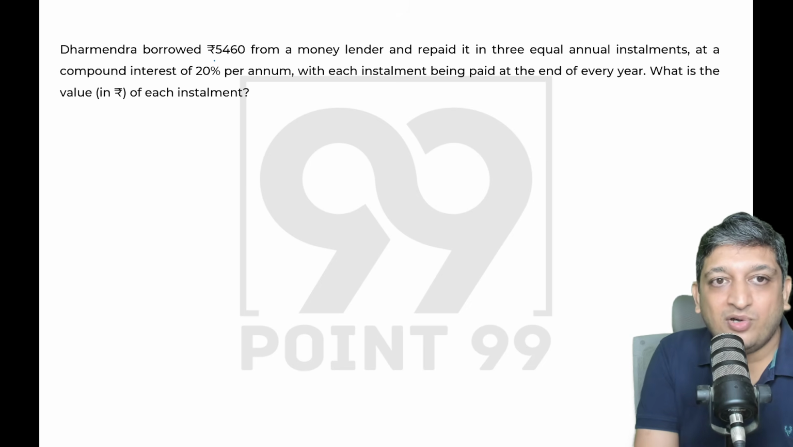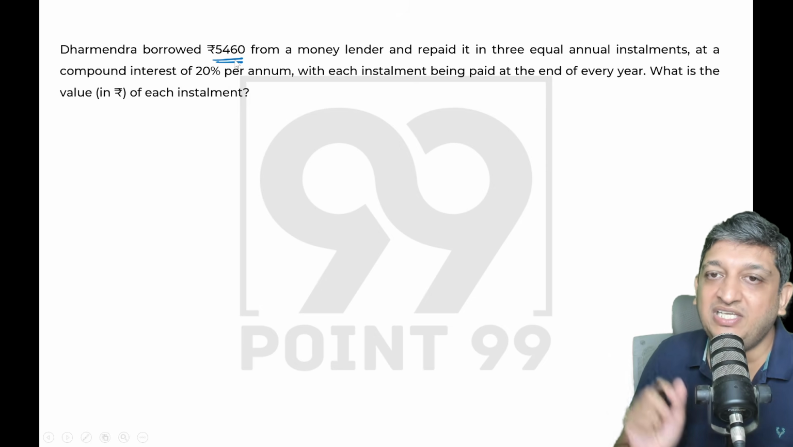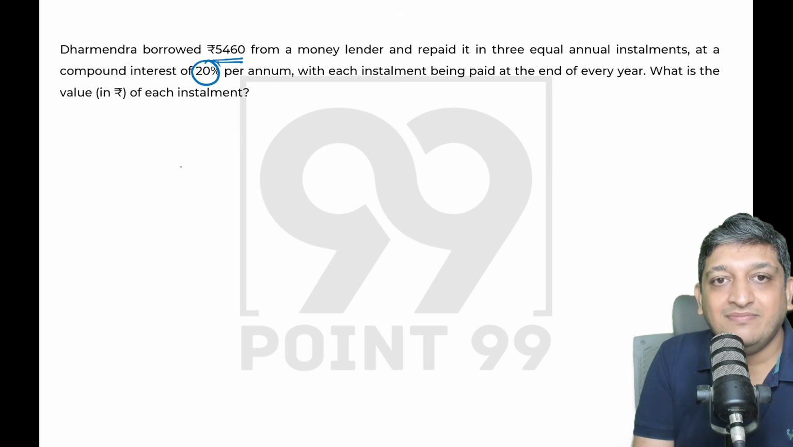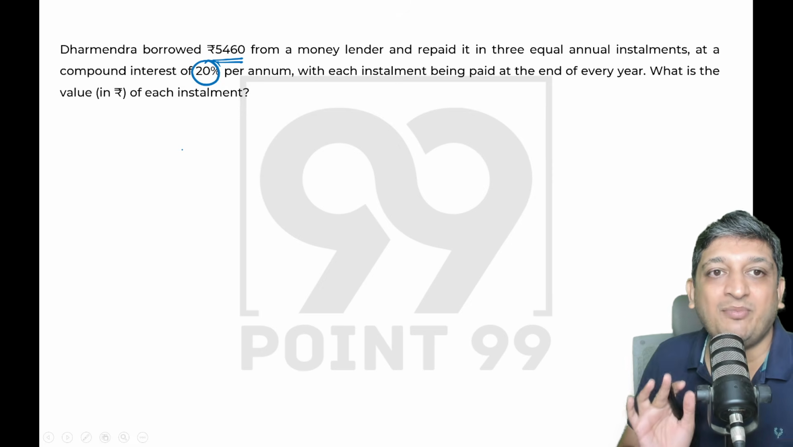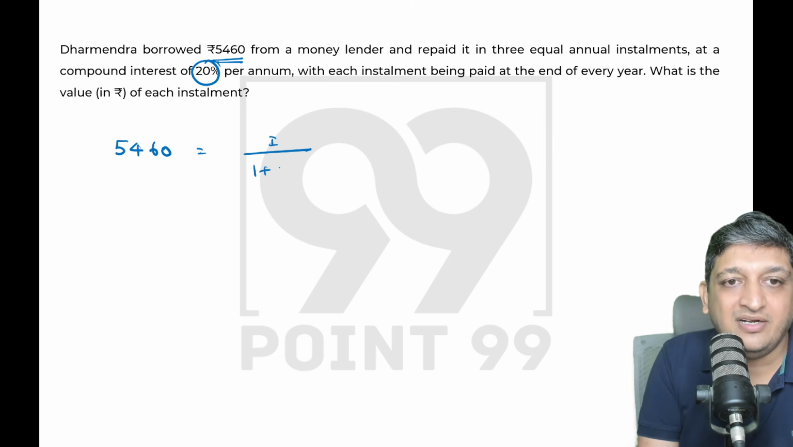Now Dharmendra borrowed 5,460 rupees from a money lender and repaid it in 3 equal annual installments, and the compound interest is 20% per annum. Now I don't even need to talk about the formula here. I know that the amount that he had borrowed was 5,460. This would be equal to the first installment I divided by 1 plus r by 100. So 1 plus 20 by 100 is what you're going to get.